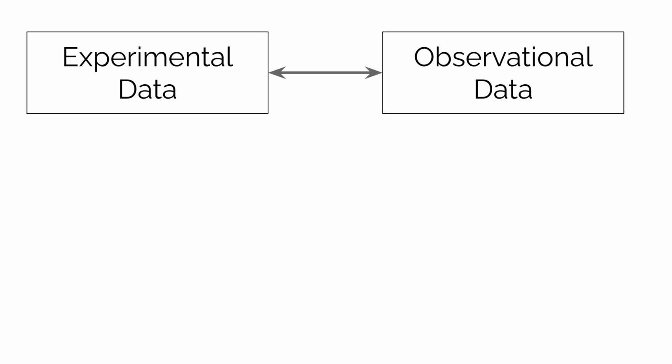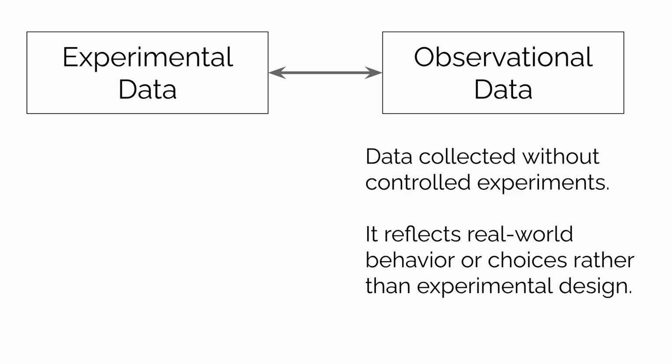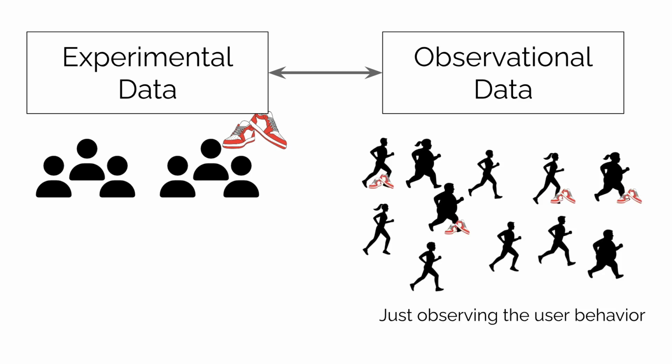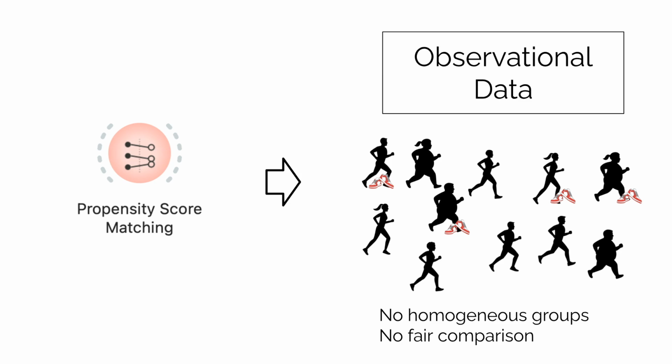On the other hand, there is something called observational data. It is data collected without controlled experiments. It reflects real-world behavior or choices rather than experimental design. While experimental data is obtained by designing and conducting an experiment, observational data is simply obtained by observing people who wear the special shoes and those who don't. There are no homogeneous groups or fair comparisons. PSM deals with observational data.